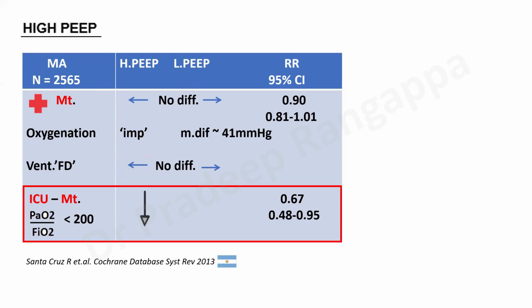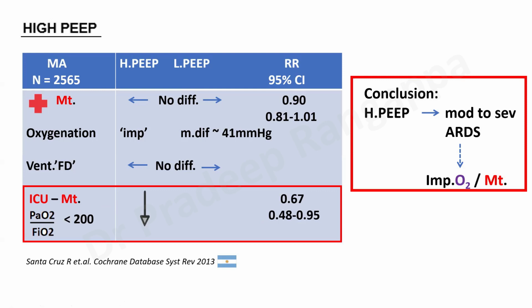But again, in this Argentinian meta-analysis or the Cochrane review database, in the subgroup of patients with PaO2 by FiO2 less than 200, ICU mortality was significantly reduced, and that attained statistical significance. So there were two good meta-analyses which showed a strong signal that in the phenotype of ARDS where PaO2 FiO2 is less than 200, high PEEP was found to be beneficial. So the conclusion they made was high PEEP in moderate to severe ARDS improves oxygenation and reduces mortality.